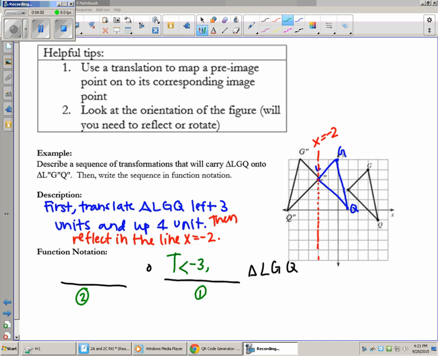Then I'm going to use a vector to describe the distance and direction: -3, 1. We then said to map triangle LGQ onto triangle L double prime, G double prime, Q double prime, that we would have to reflect. So that's a capital R, and my subscript needs to be my line of reflection, x equals -2. In this order, I would read from the right to the left. So I'm going to translate triangle LGQ left 3, up 1, and then reflect in the line x equals -2.